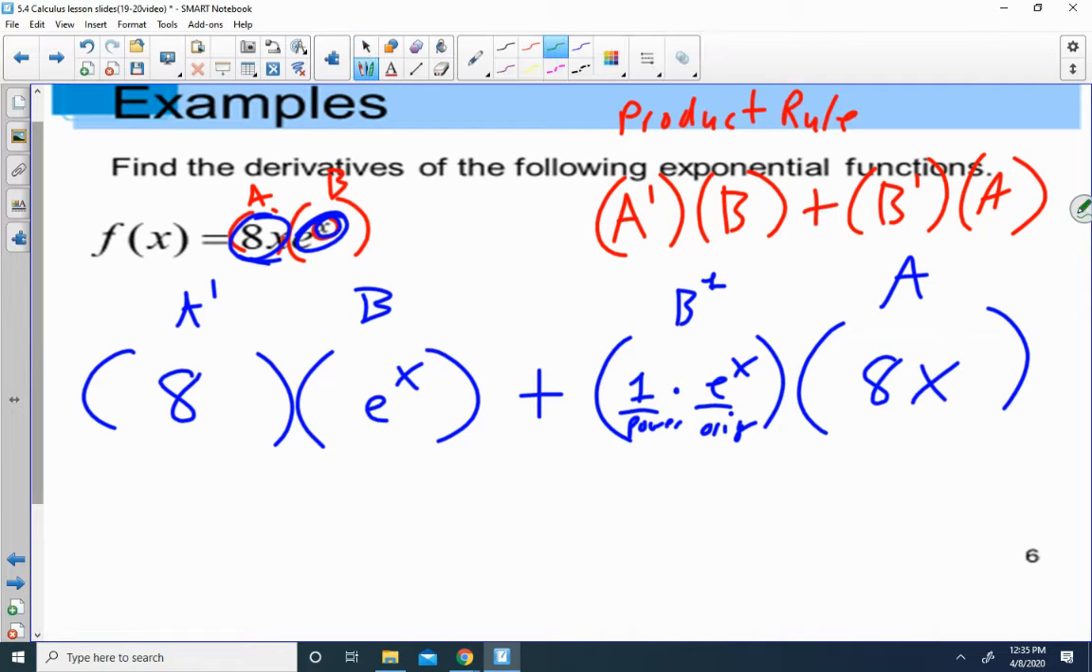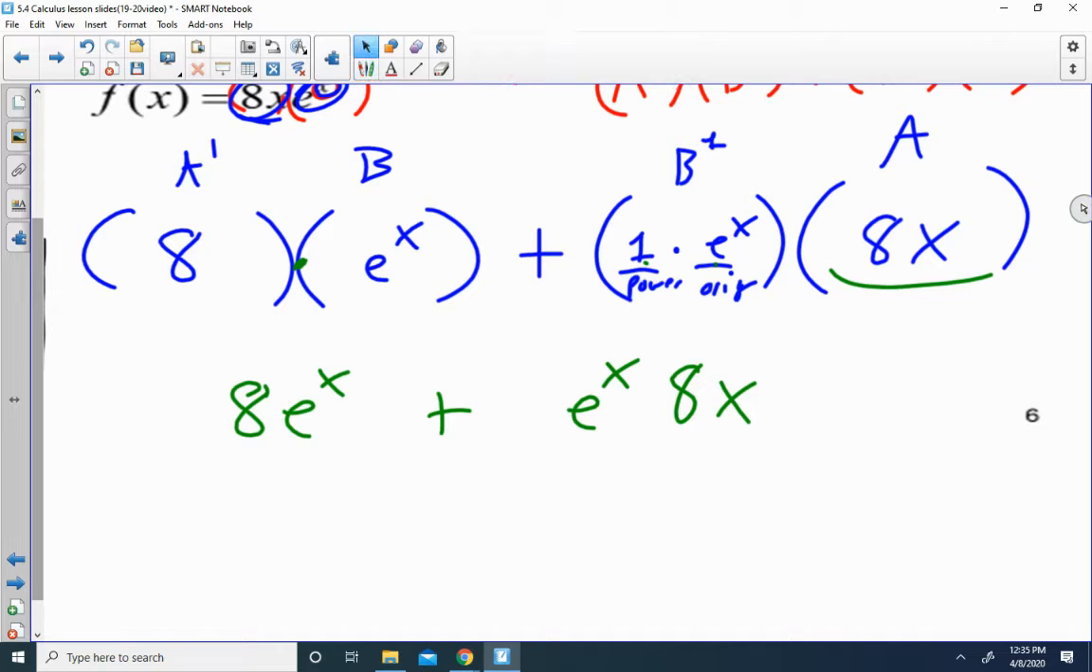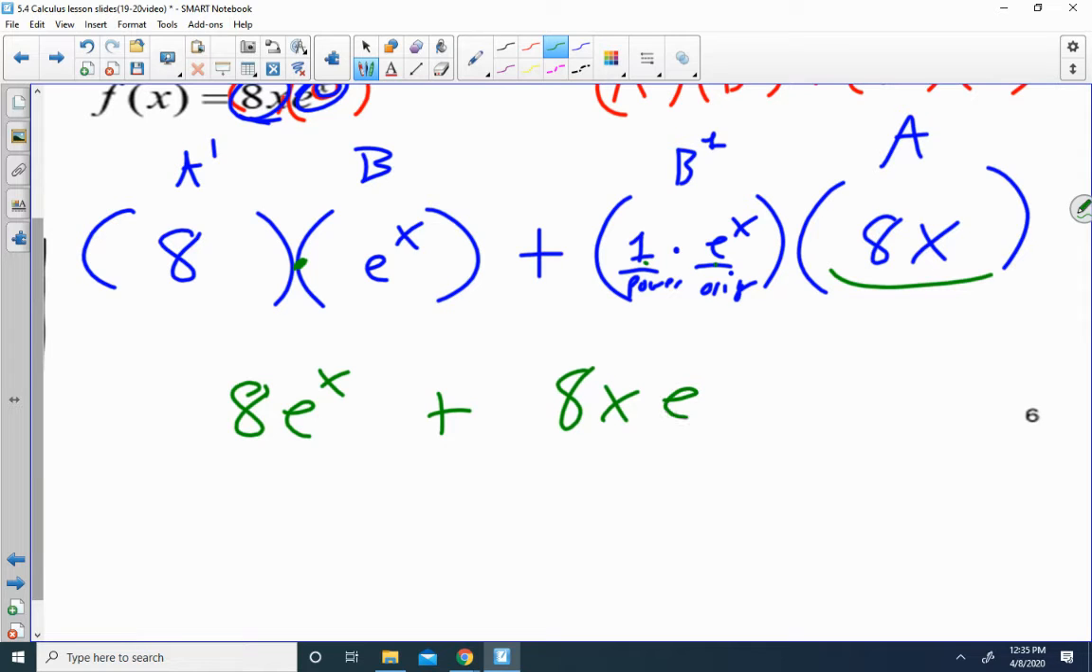All right, you just got to simplify the rest from here. We'll do 8 times e^x to give you 8e^x. And then we'll add that to this. First, we'll do 1 times e^x to get e^x, and then multiply it by 8x. And usually, formally, most mathematicians will write it so that the e^x is in the back, and then anything being multiplied is in the front. So let's go ahead and rewrite that as 8x times e^x, where the e^x is in the back.